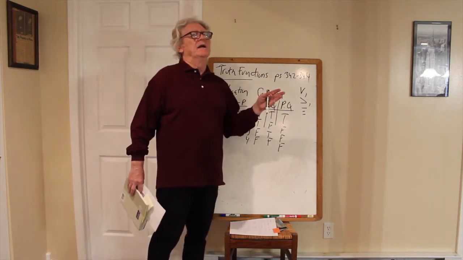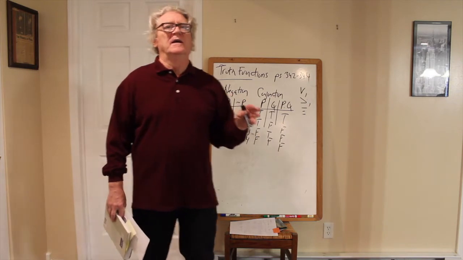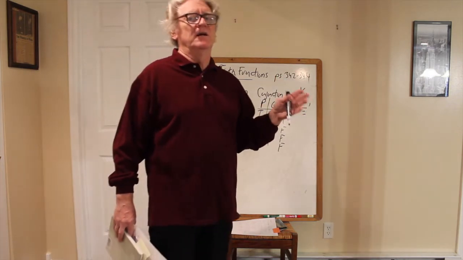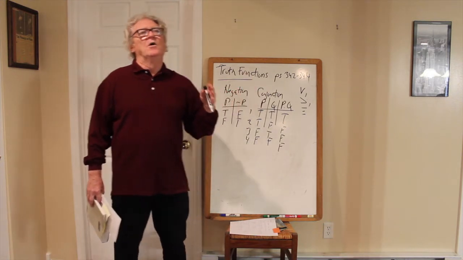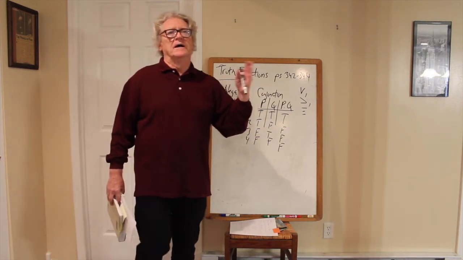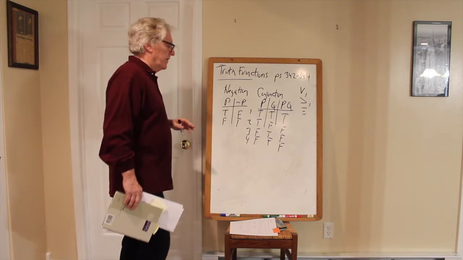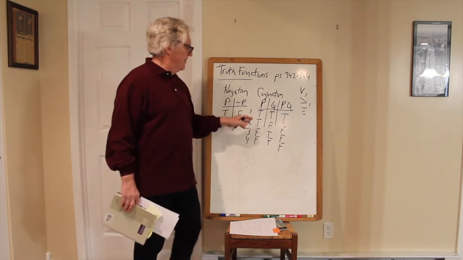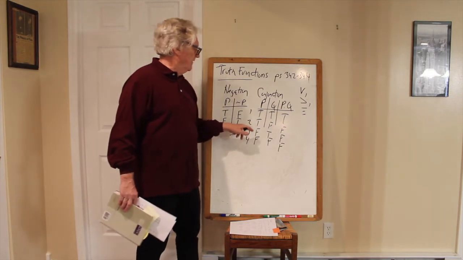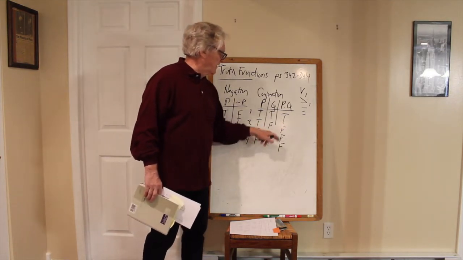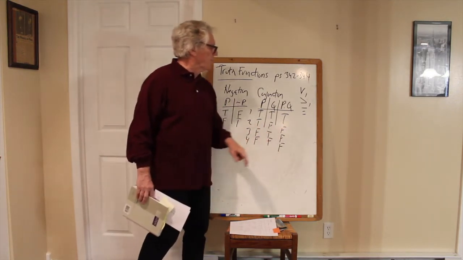Similar to if I say it's going to be cold and sunny today, it has to be cold and sunny for that entire statement to be true. If it's just cold but not sunny, or not cold but sunny, the whole statement is false. If P is true and Q is false, that's false, because again, the dot means they both have to be true. If P is false and Q is true, that's false, and if they're both false, it's false again.